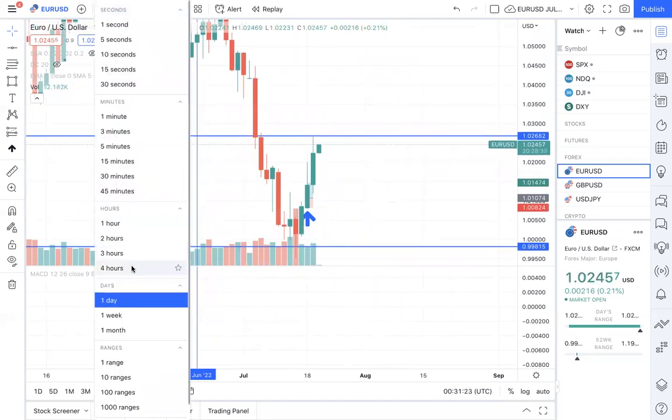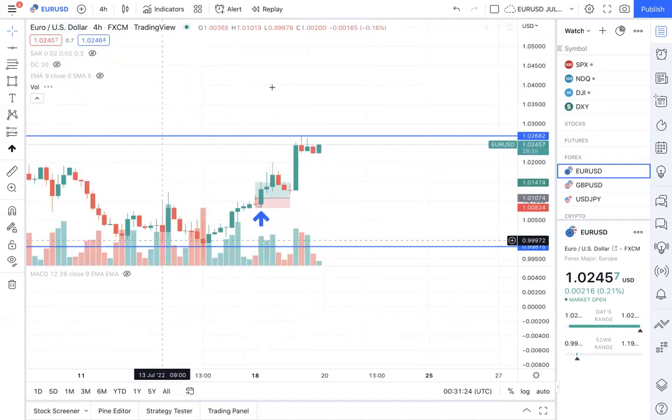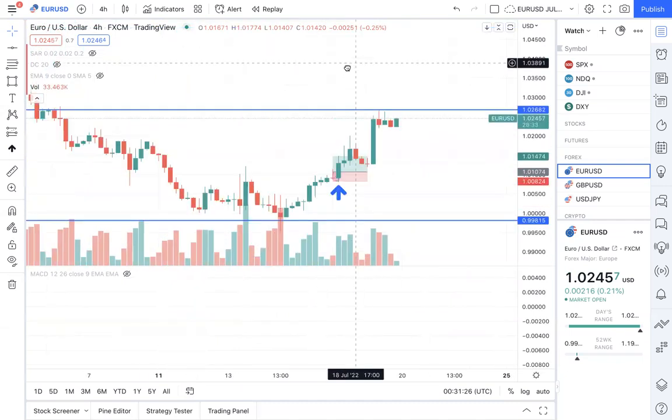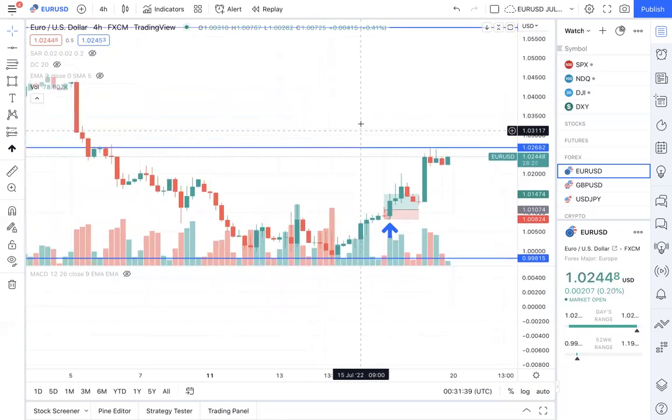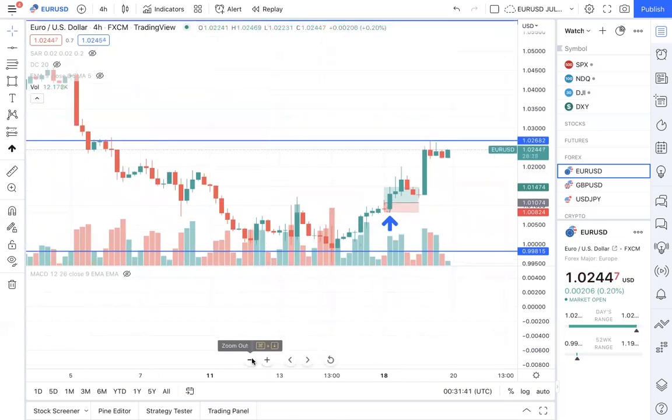So let's do the same exact thing on a 4-hour time frame, right? We can set up more areas of support and resistance to find out if the market stayed within that structure. Is it going to stay within that structure, or is it going to break structure and move into another zone? Now let me just zoom out.